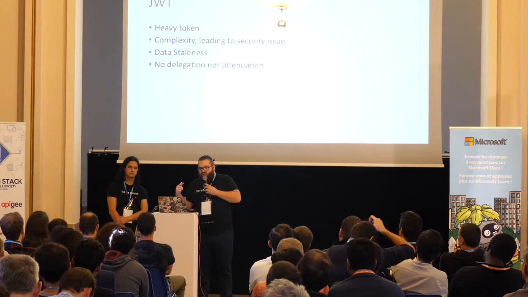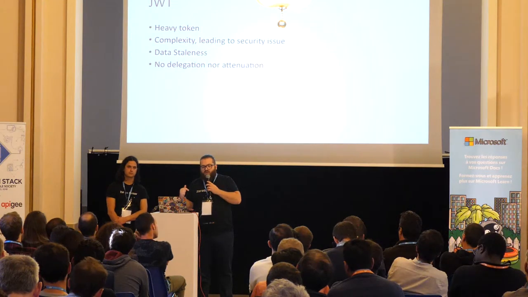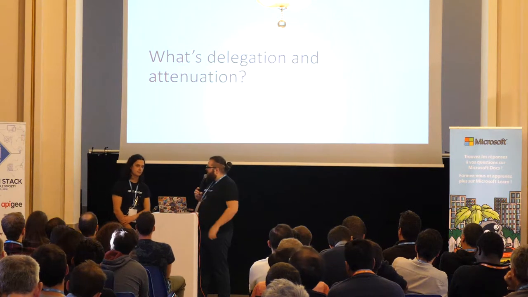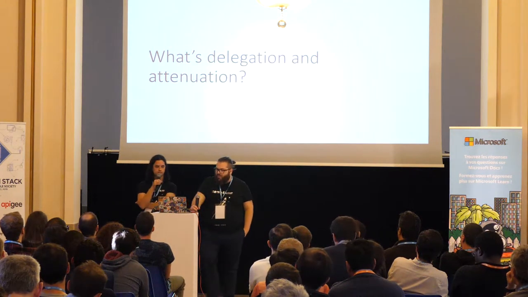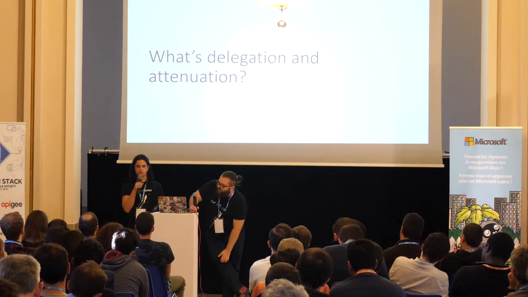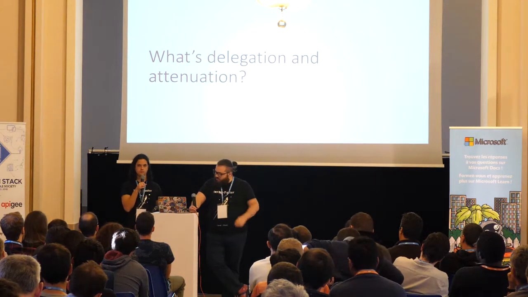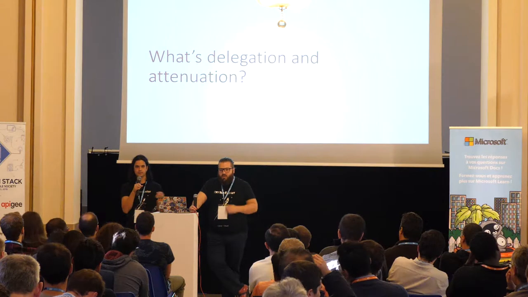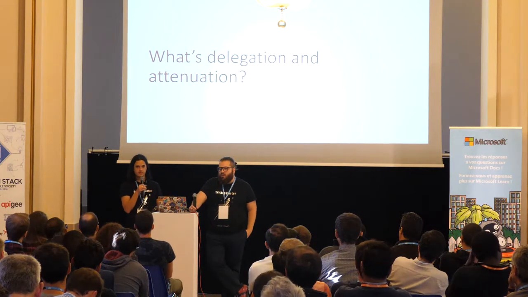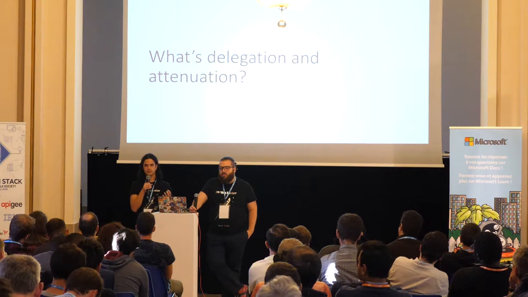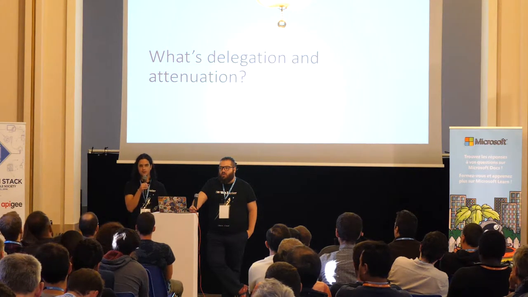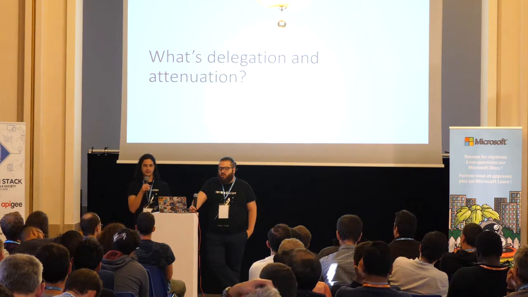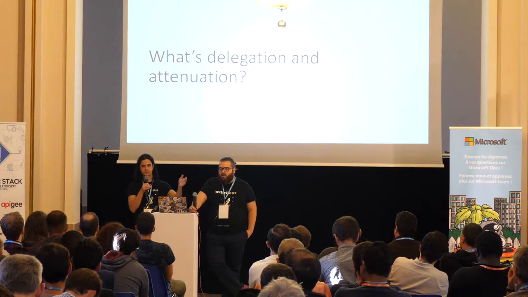Another thing is there is no delegation nor attenuation inside JWT, which leads to the question, what is delegation and attenuation? Okay, so imagine you have your token saying, okay, you user X to the system, and you want to delegate part of your ability in the system to someone else. Like maybe you have a Dropbox account, and you want to send to someone the ability to send files to one specific folder, not read, not touch any other folder, not create folders, just send files there. And maybe between that date and that date.